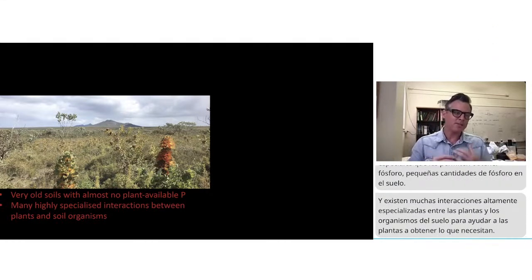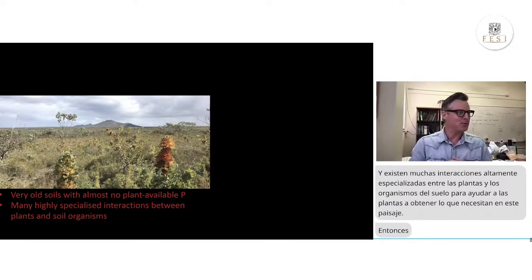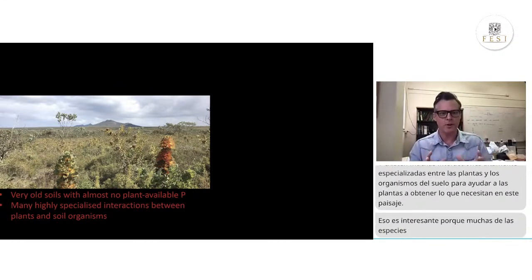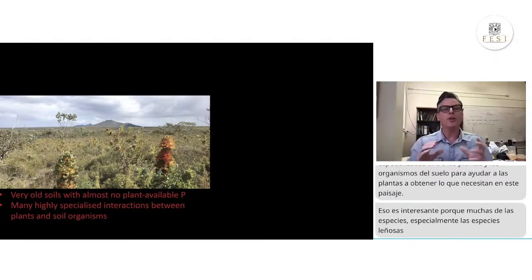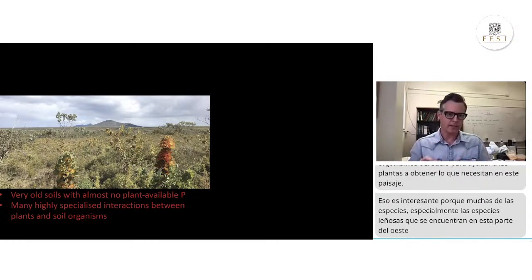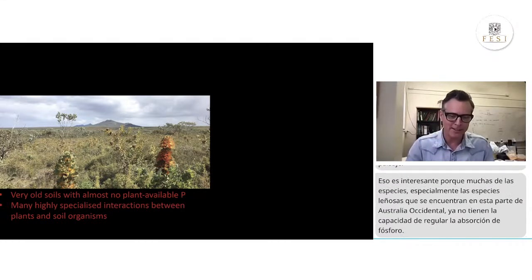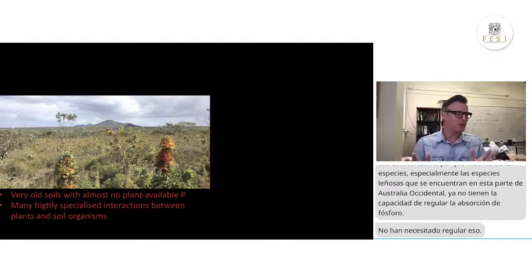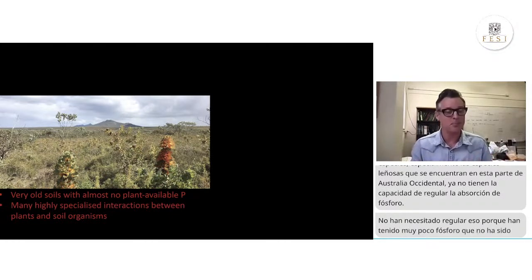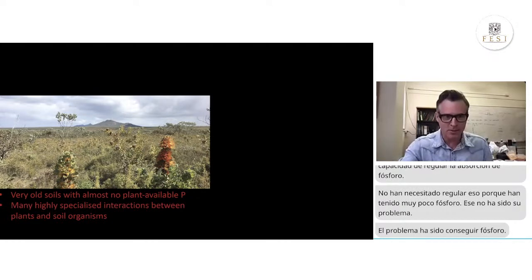So that's interesting, because so many of the species, especially the woody species that occur in this part of Western Australia, no longer have the ability to regulate phosphorus uptake. They have not needed to regulate that because they've had such little phosphorus. That hasn't been their problem. Okay, the problem has been getting phosphorus. Okay, so that might be a hint as to what's to come.